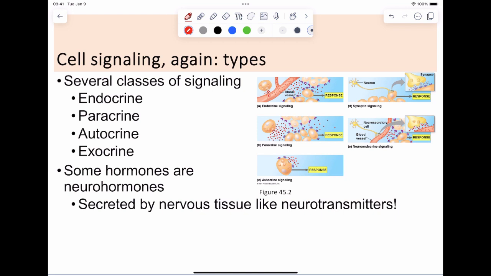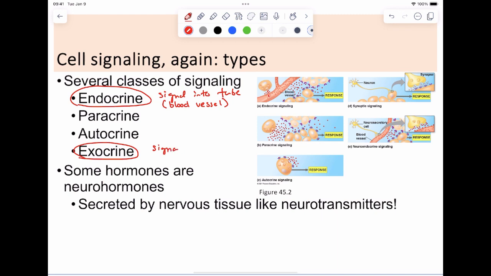When animals talk to, or animal cells talk to other animal cells, they are going to do it in a few different ways. One way is what we call endocrine. This is when you put the signal into a tube. When we say tube, what we mean to say is a blood vessel. This is in contrast with an exocrine signal. These go on to surfaces. You would find these in your digestive tract.